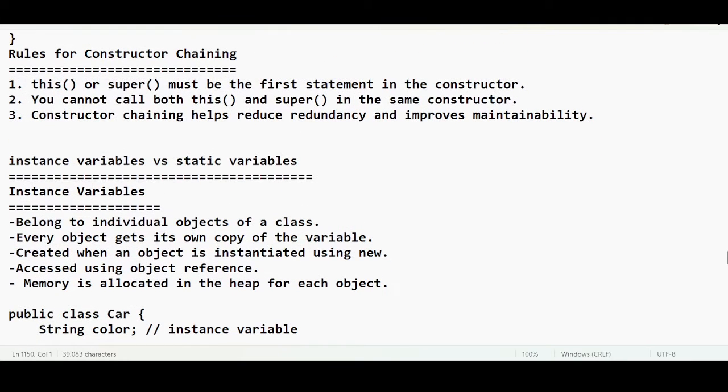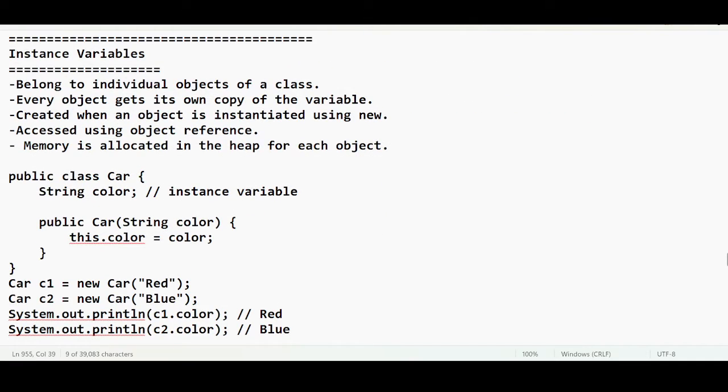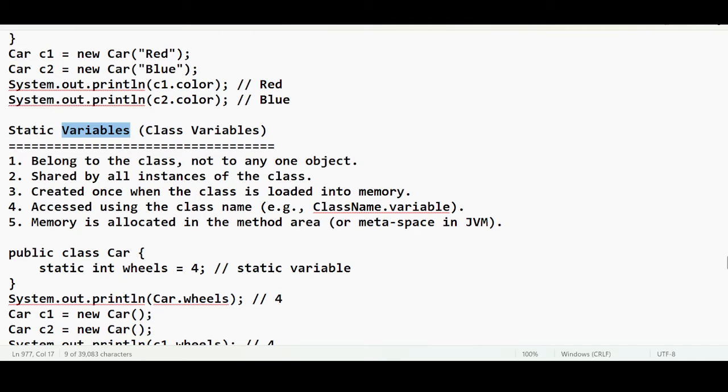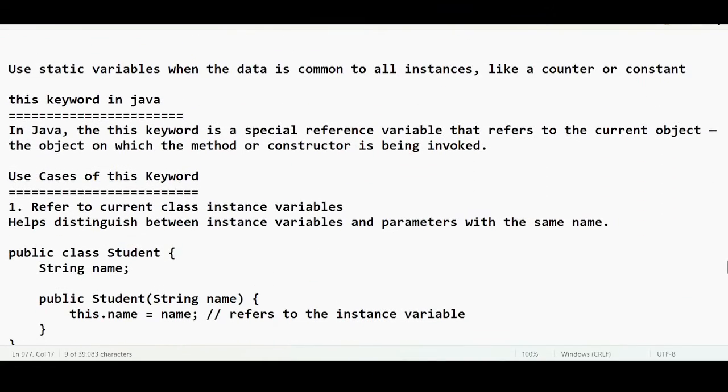And we have spoken about the difference between instance and static variables, right? And we know what an instance variable is, and also what static variables are and their context. So when to use instance and when to use static variables. And apart from this, we have started discussing the this keyword.